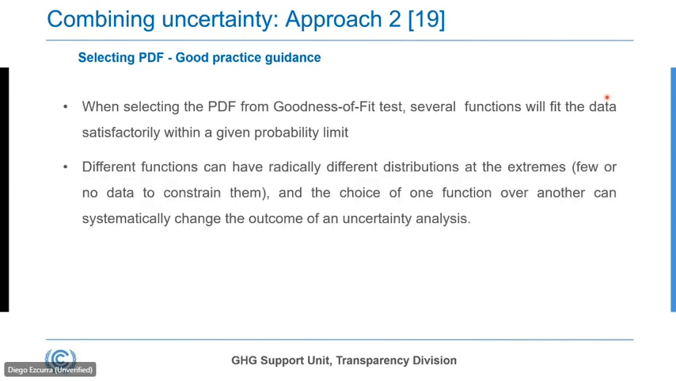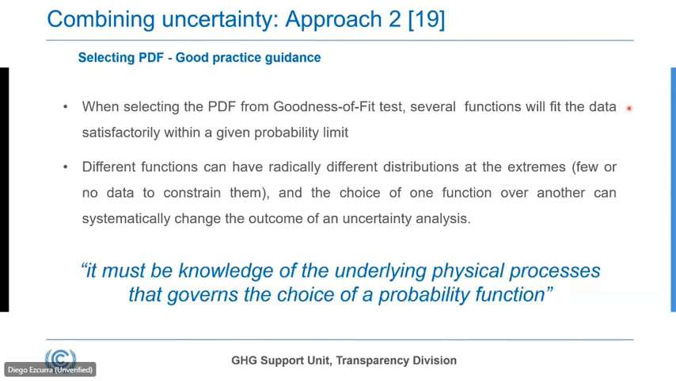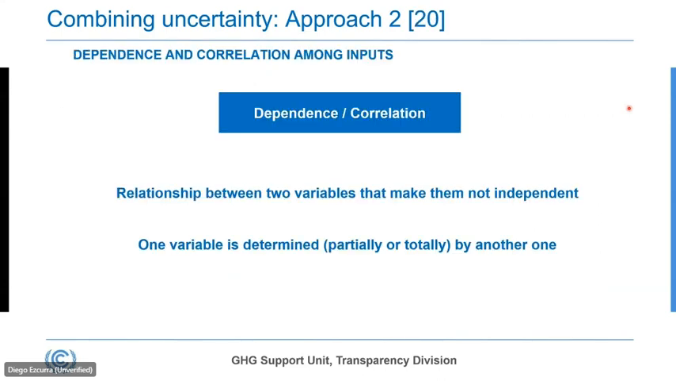So, some other alternatives are to use goodness of fit tests to select the functions. Be careful with the extremes. Some distributions have very different probability in the extremes, which may have a huge impact in the result. So basically, again, go to the basics, go to the knowledge and understanding of the variable you are trying to model, and use your best judgment to select the probability density function.